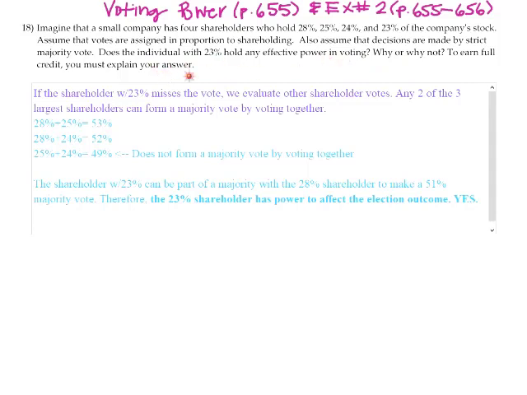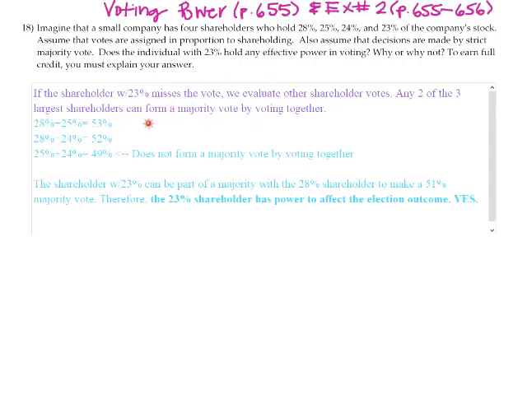For this type of problem, you're going to want to eliminate the 23% shareholder to see if it can affect the voting. So we're only going to look at the other 3 shareholders at 28%, 25%, and 24% to see what type of majority vote they can form or if they can form a majority vote.